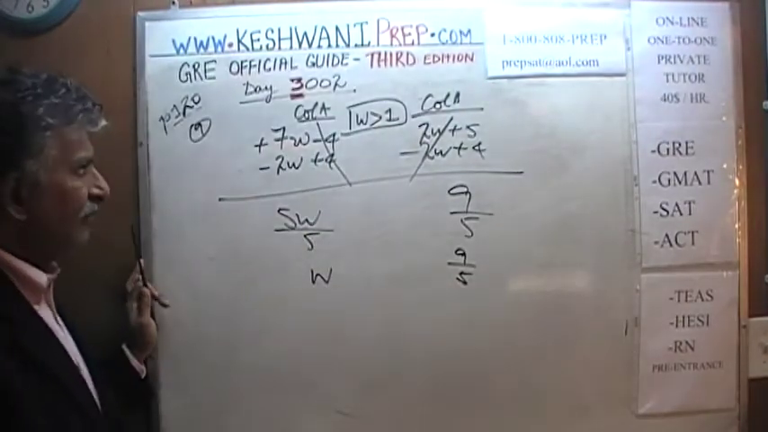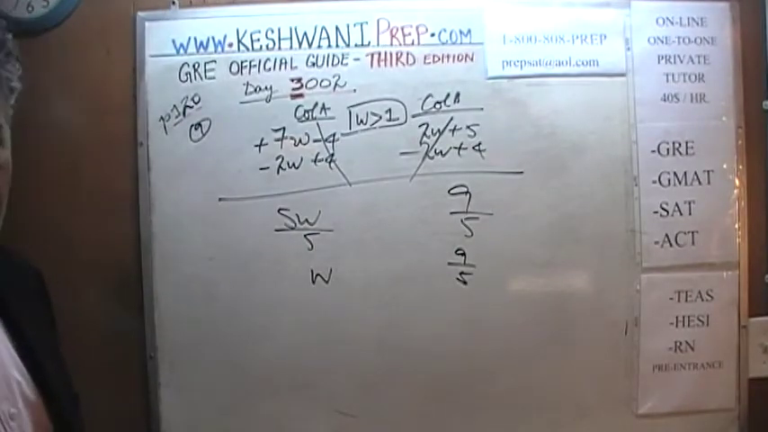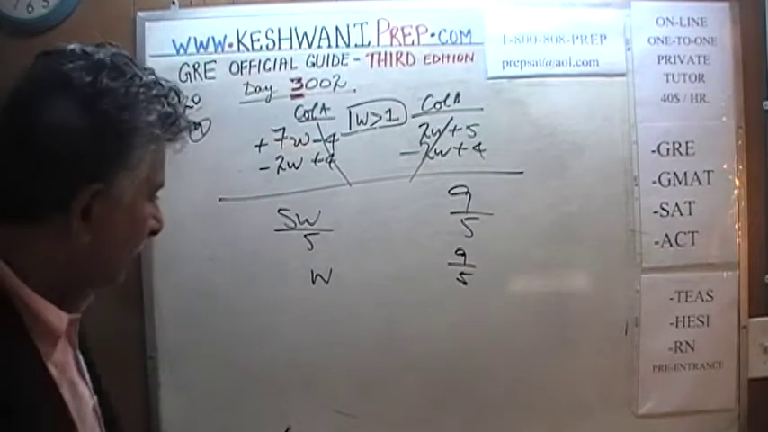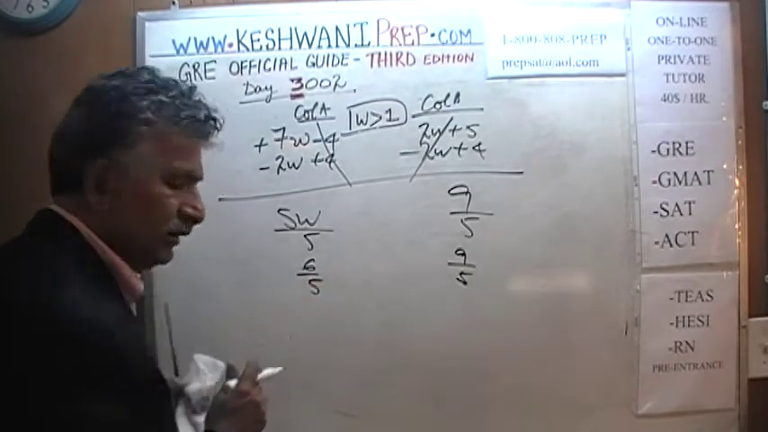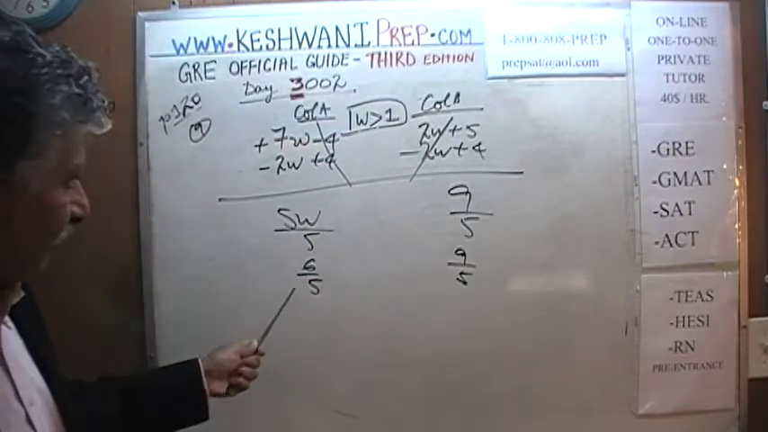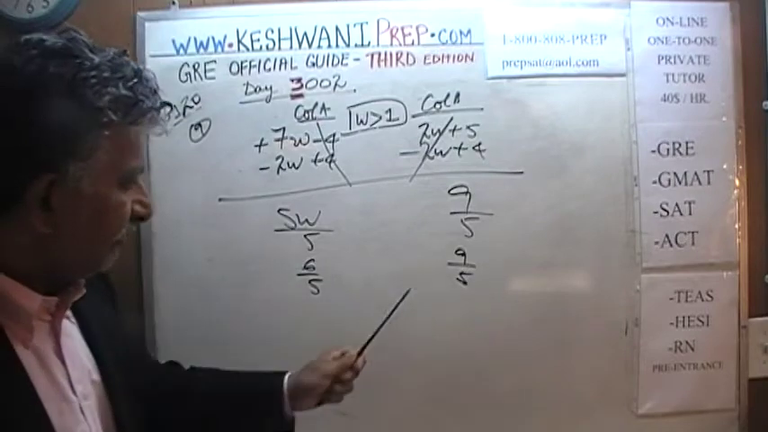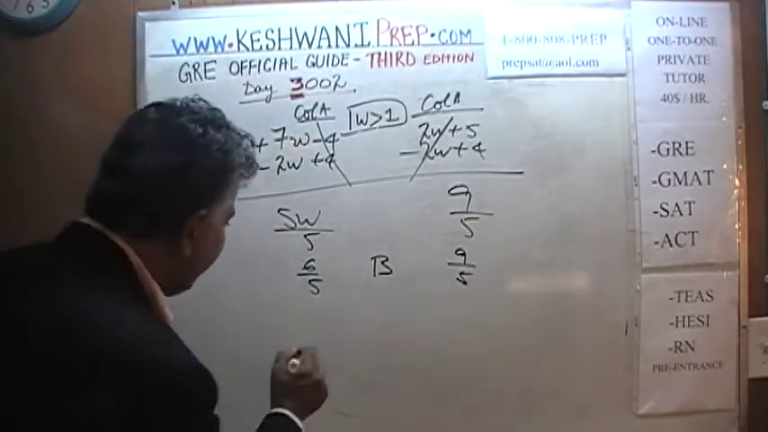What can we do with it? Well, we are told w is more than 1, and that is all we are told. So if you put in something more than 1 here, say 6/5, that's more than 1. 6/5 versus 9/5, the answer is B. Well, what happens if w happens to be 9/5?